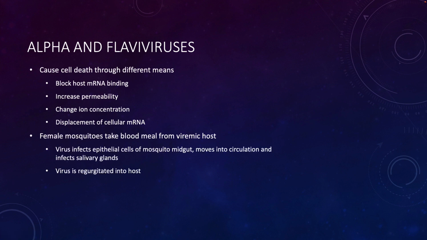Generally how they're transmitted is that the female mosquito will take a blood meal from a host that has virus circulating in the bloodstream. So the person is viremic, or the animal is viremic. The virus will infect the epithelial cells of the midgut. It will move into the mosquito circulation and eventually get into the salivary glands. Then when the mosquito takes another blood meal, the virus is regurgitated back into the host.